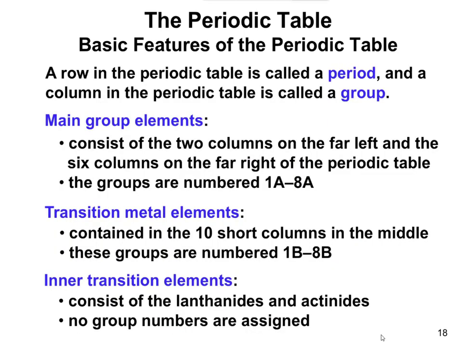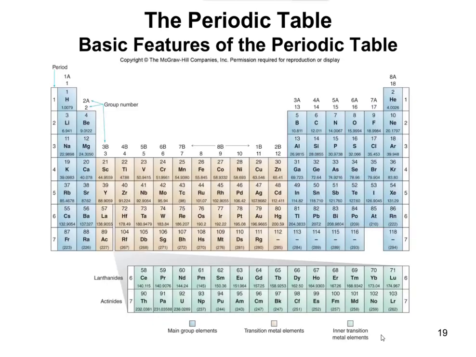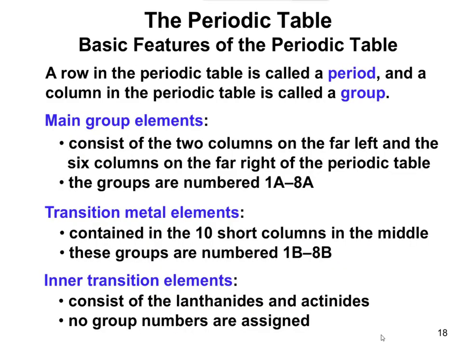For instance, main group elements are the ones shaded in blue here. So the main group elements are the ones over here and the ones over here, and these are your 1A through 8A, or 1, 2, and then 13 through 18, depending on how you want to look at it.